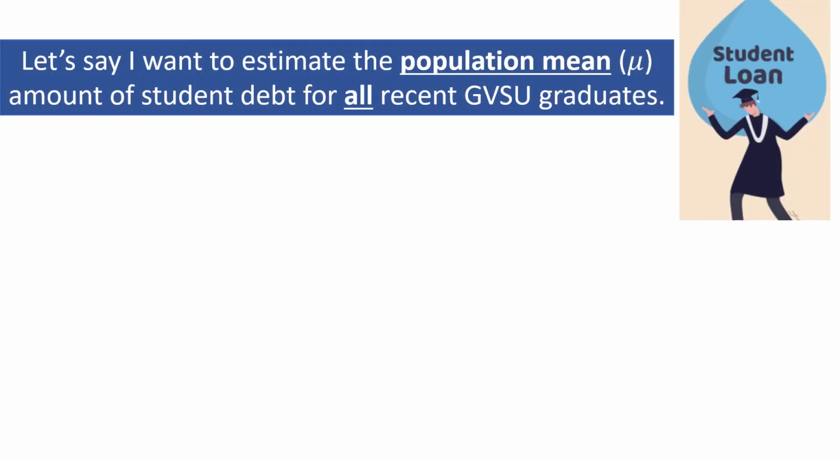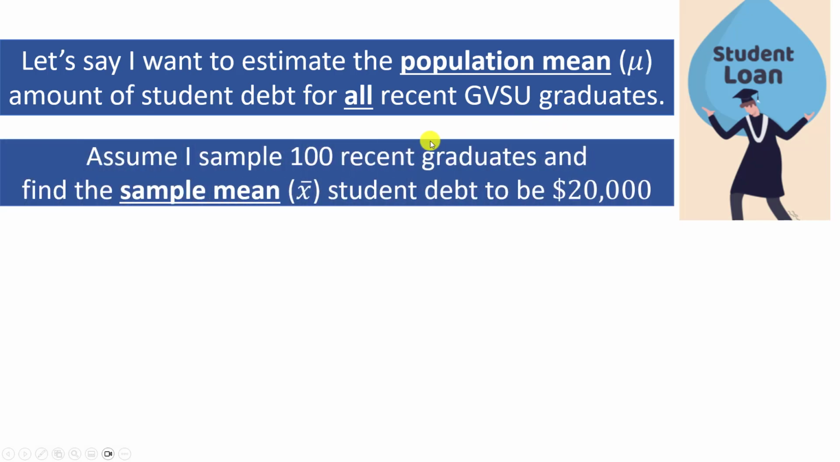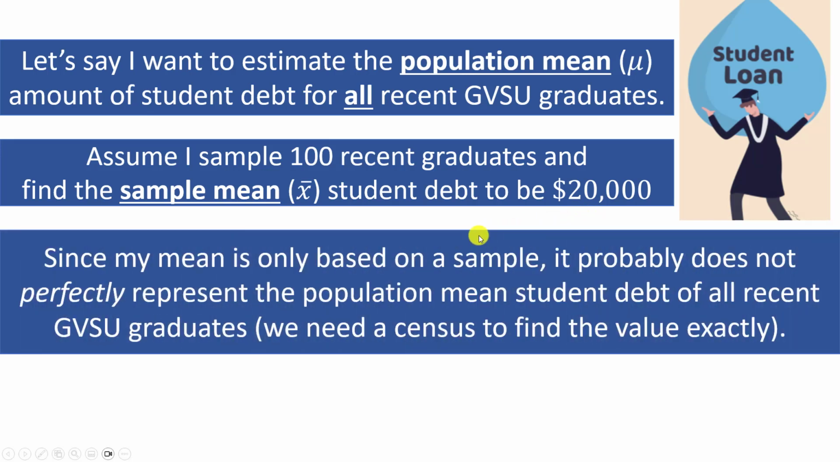Let's say I want to estimate the population mean amount of student debt for all recent Grand Valley State University graduates. Assume that I sample 100 recent graduates and find the sample mean, X bar, student debt to be $20,000. Since the mean that I've calculated is only based on a sample, it probably does not perfectly represent the population mean student debt of all recent Grand Valley graduates. We would need a census of all recent Grand Valley graduates to find this value exactly.